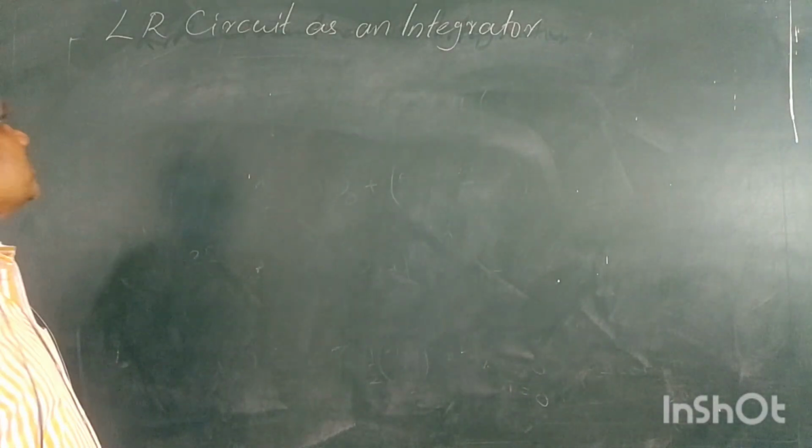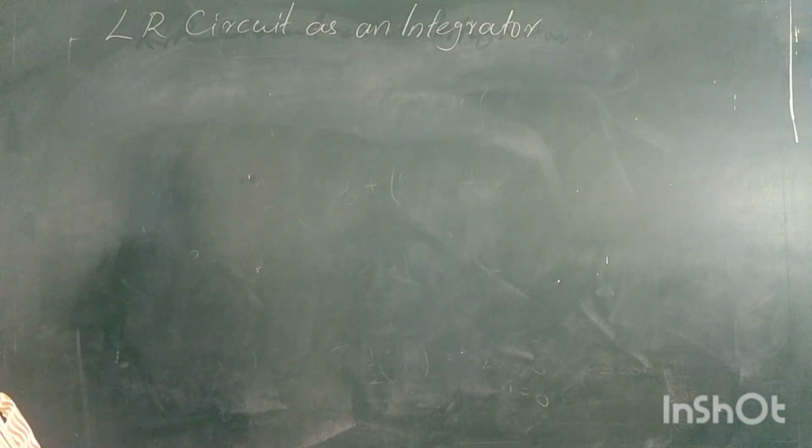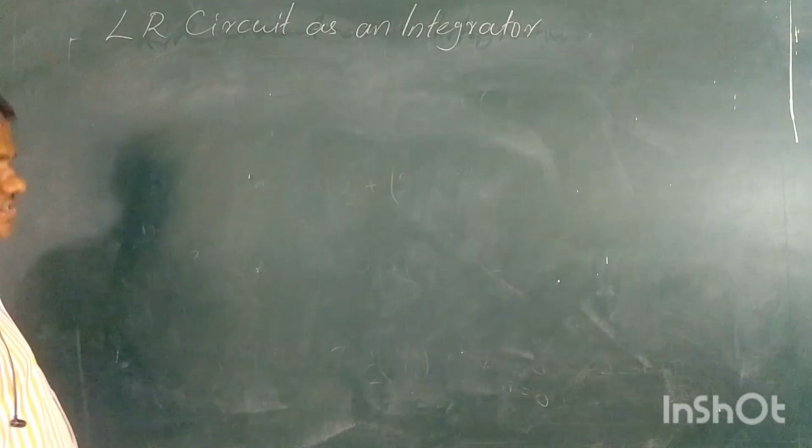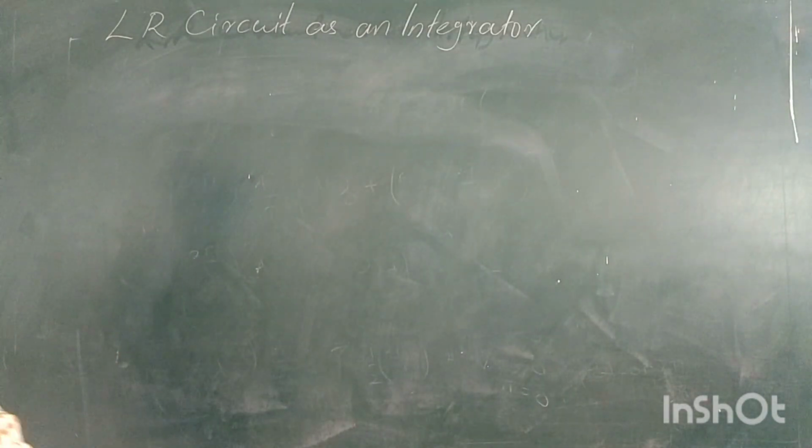So in this presentation I will show you how to do a derivation for the LR circuit, which is going to be acting as an integrator and differentiator. Like a CR circuit, the LR circuit is also going to be acting as an integrator and differentiator. These are nothing but two mathematical operations which can be performed by using an LR circuit. Here I am going to start with the integrator.